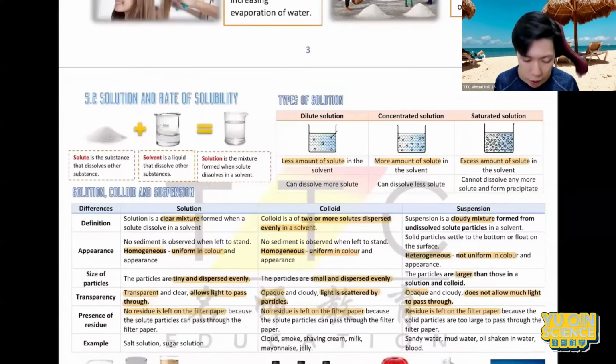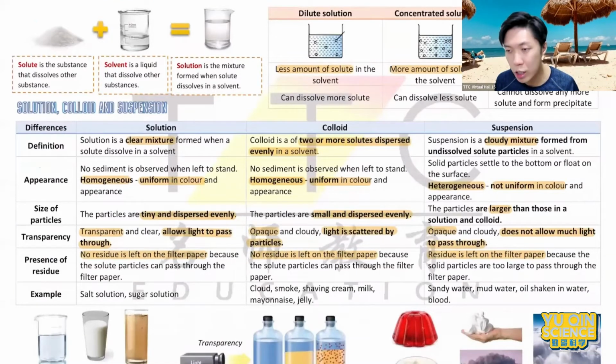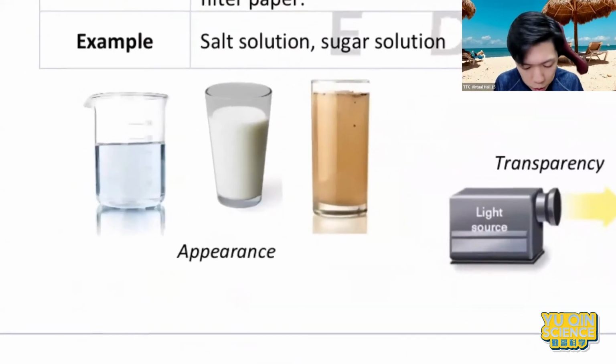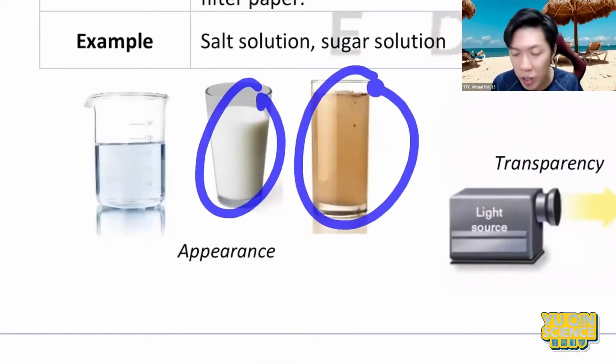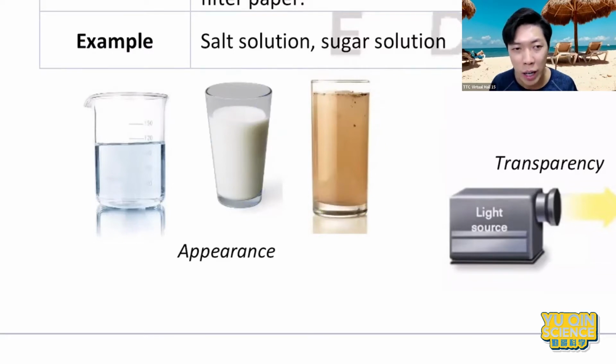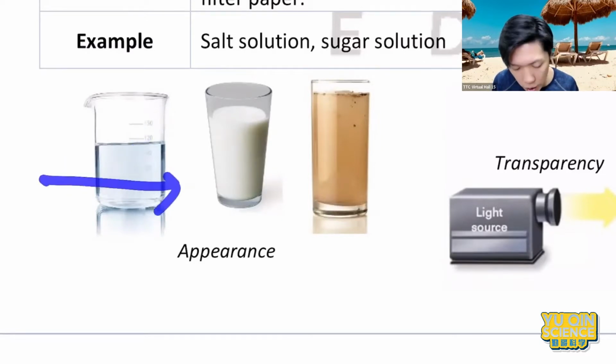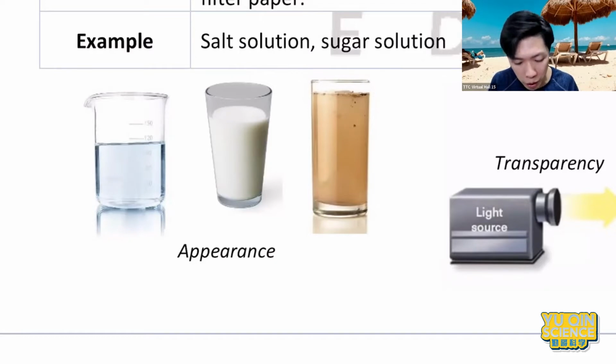Then we have to differentiate solution, colloid, and suspension. Long story short, because this is going to take the entire session, let me just give you important points to help you differentiate instantly. First of all, the appearance is very important. If you have a cup of water or a sugar solution or salt solution, and a cup of milk, and a cup of muddy water or sandy water, the appearance makes a lot of difference. Number one, if it's transparent and clear, allowing light to pass through, it has to be a solution. The reason we call it solution is, number one, it is transparent. Number two, the particles are so small that your eyes cannot see. That's why it's transparent. It dissolves properly or completely.